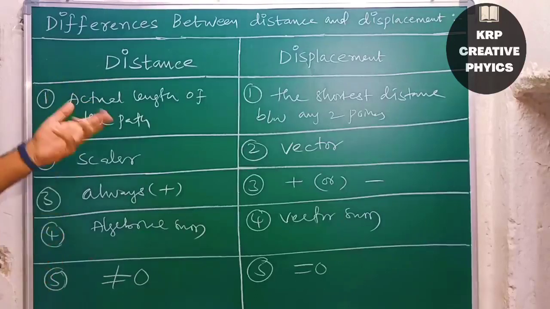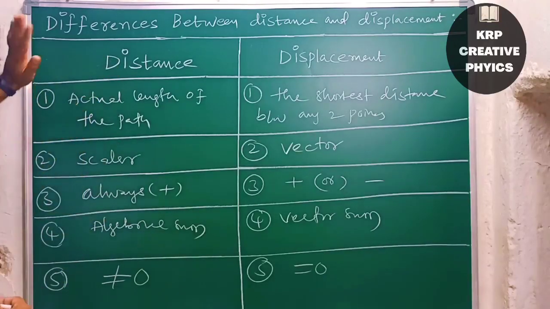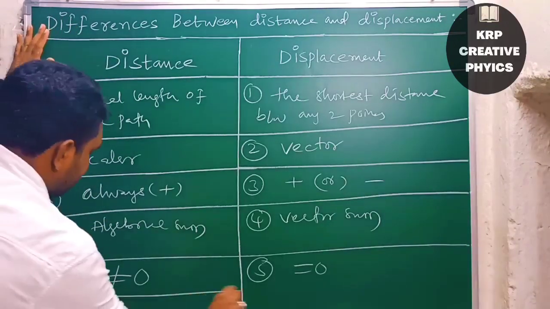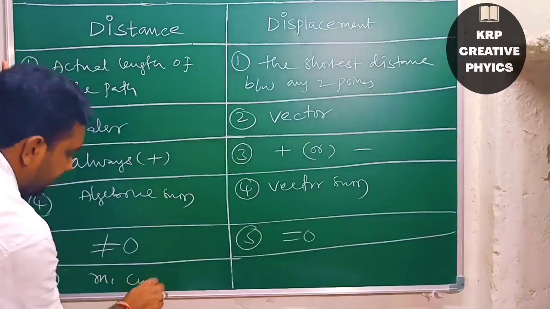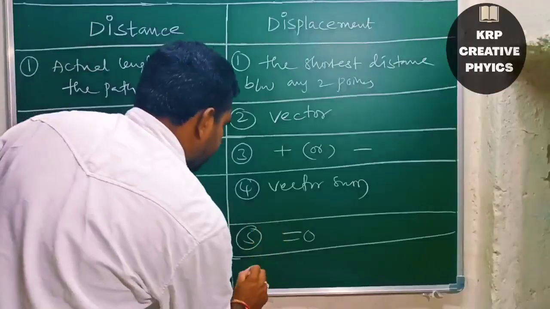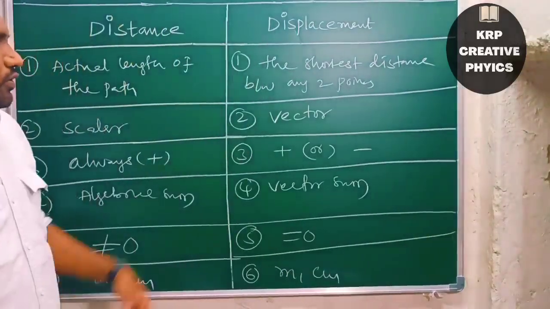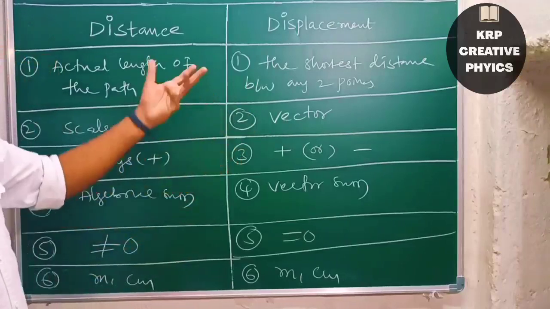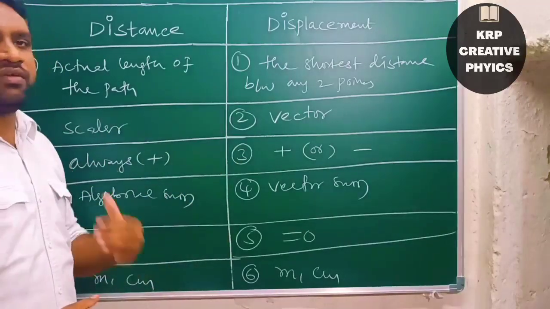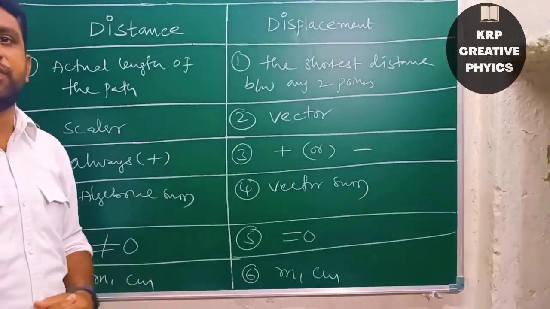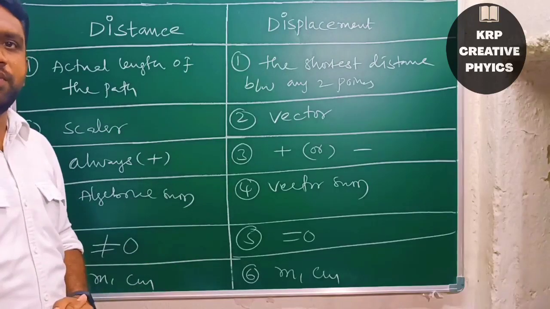And the last one, if we consider the units, distance in the SI system is measured in meters and centimeters, and at the same time we measure displacement also in meters and centimeters. So these are all the differences between distance and displacement. I hope everyone will understand the differences between distance and displacement by this video.